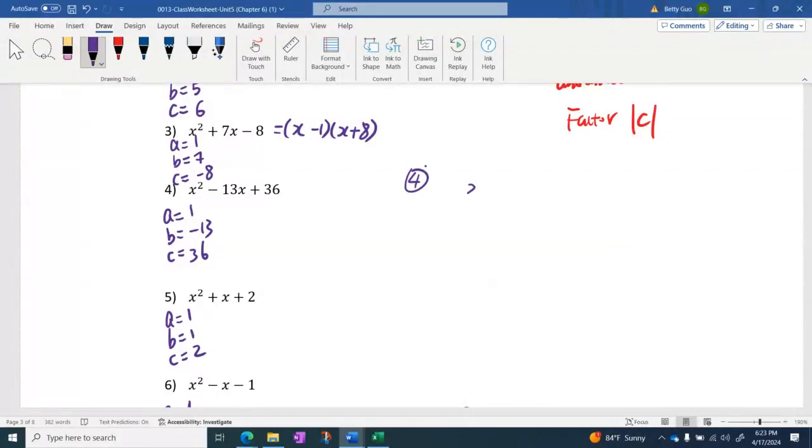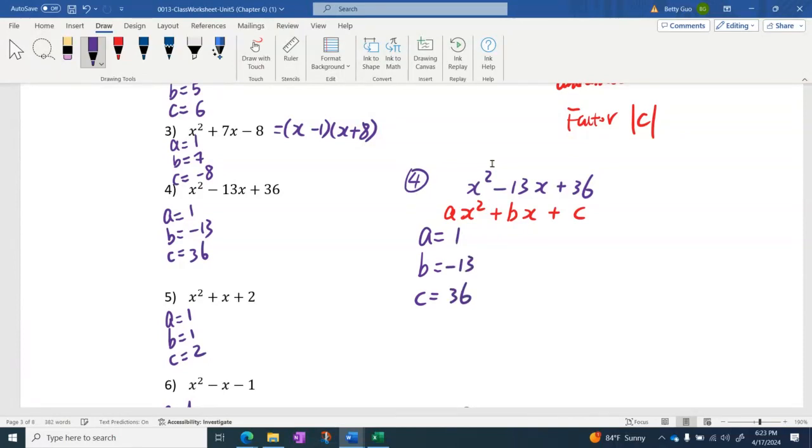Question number 4. We have x squared minus 13x plus 36. Compare that with the standard form of a quadratic trinomial. We know the given polynomial is a quadratic trinomial, degree 2, 3 terms, and we also identify the values for a, b, and c. A is 1, b is negative 13, c is 36. Since a equals 1, we know the shortcut method is going to apply, right?